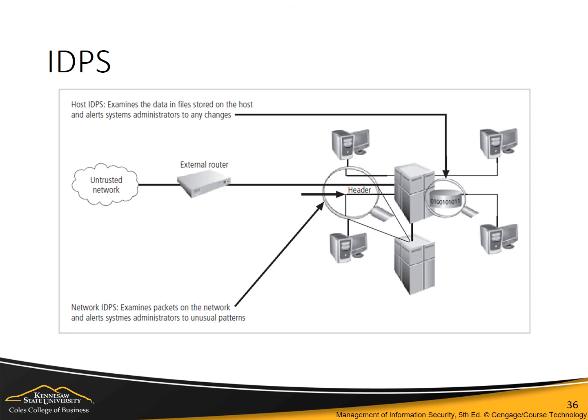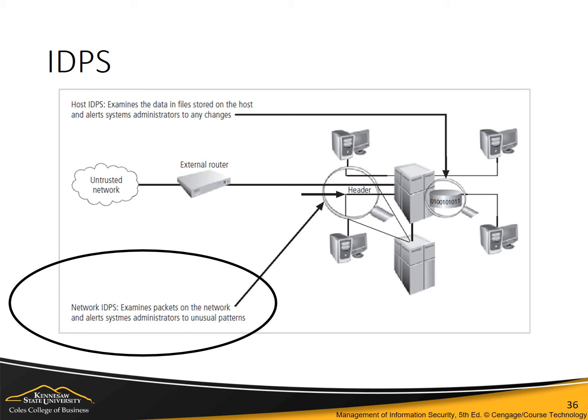Here you see an example of how an intrusion detection and prevention system works. The IDPS examines data and looks for unusual changes. Something is wrong with the packets and/or the patterns found. Thus, administrators will be alerted.